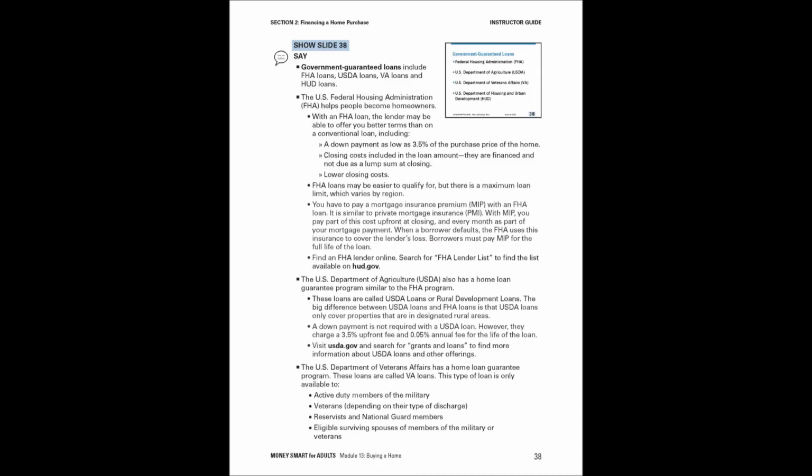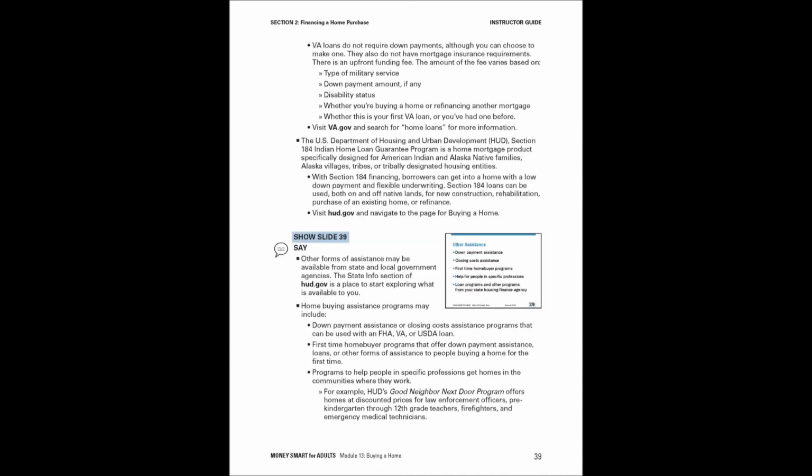Now, getting into government loans, there are the FHA loans, USDA, Veterans Administration, and HUD loans. These loans are spelled out here, and you're going to explain to your participants exactly what they are, their characteristics, and how they can actually get an application for them. Now, I want to say this: these loans do have different credit and down payment requirements. So this is a major factor that may play into a participant's decision-making process on actually choosing what mortgage is going to be most appropriate for them.